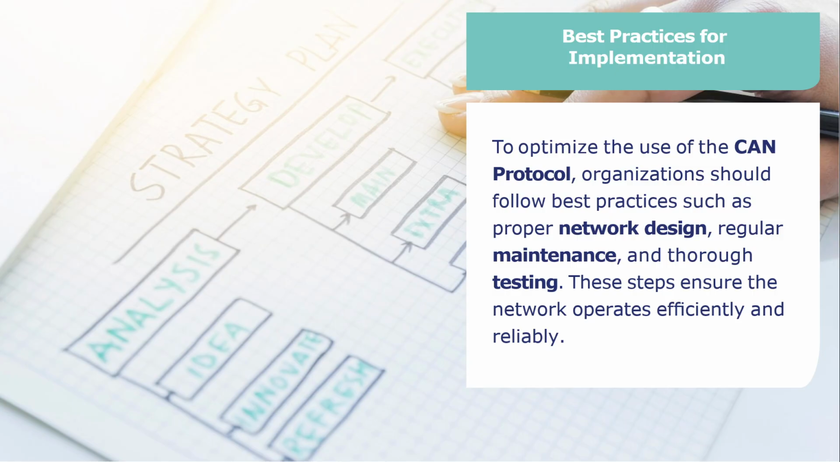And best practices for the implementation. What are the practices where we use the CAN protocol? It is optimization. To optimize the use of the CAN protocol, organizations should follow best practices such as proper network design, regular maintenance, and thorough testing. These steps ensure the network operates efficiently and reliably.